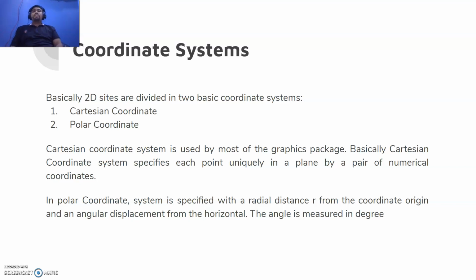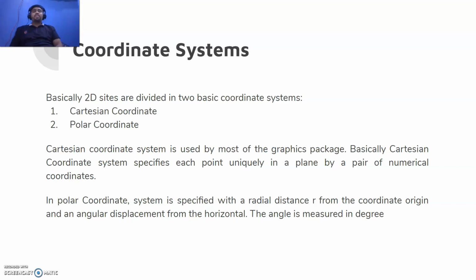So the Cartesian coordinate system is used by most of the graphic packages. In every different language you'll find a particular graphic package and they normally use the Cartesian coordinate system. So basically the coordinate system specifies each point uniquely in a plane by a pair of numerical coordinates. So these numerical coordinates are the x and the y axis. Okay. Let's proceed to the next one.